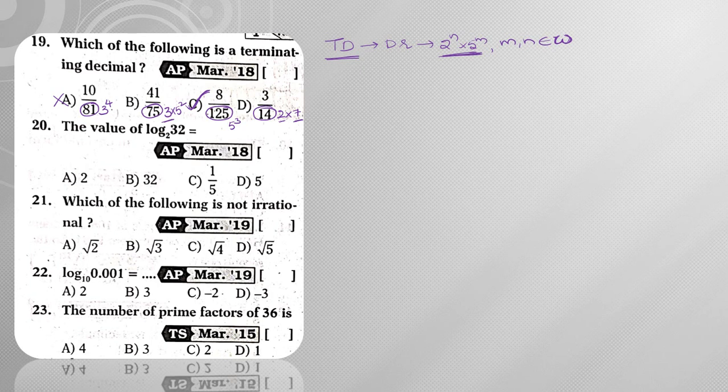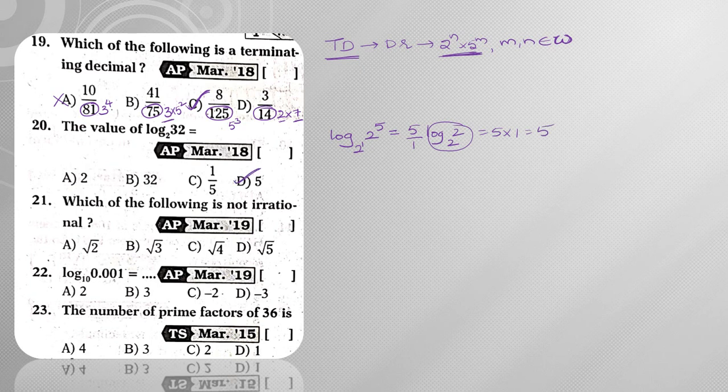Next, question number 20. If you observe question number 20, log of 32 can be written as 2 power 5 to the base 2 power 1. Again using the power rule, I can write it as 5 by 1 into log 2 to the base 2. Log 2 to the base 2 is nothing but 1, which is nothing but 5 into 1, 5. Hence the answer is 5.